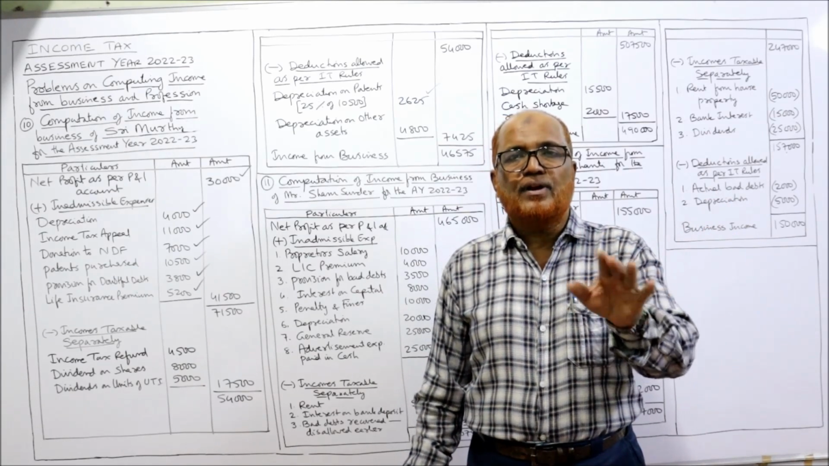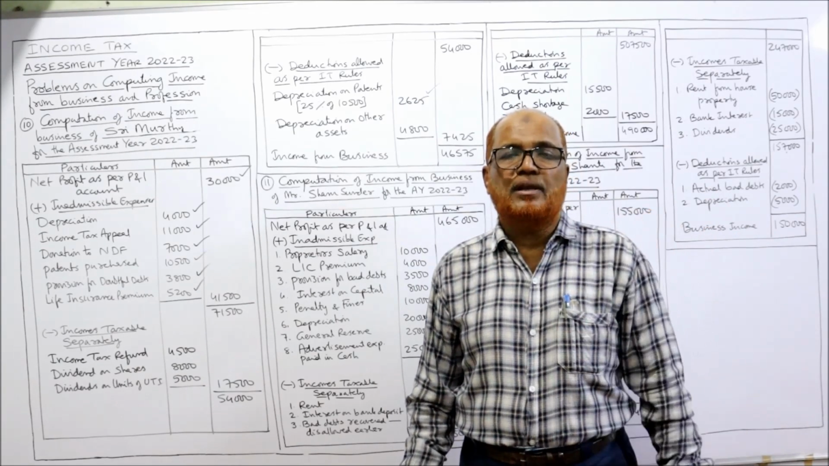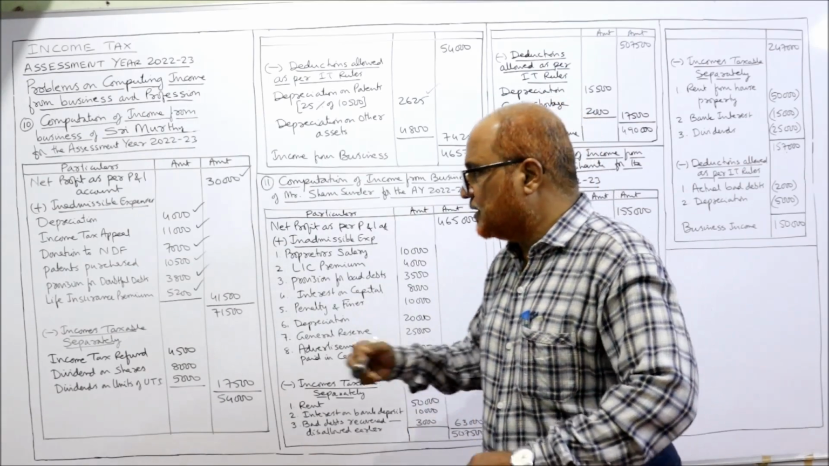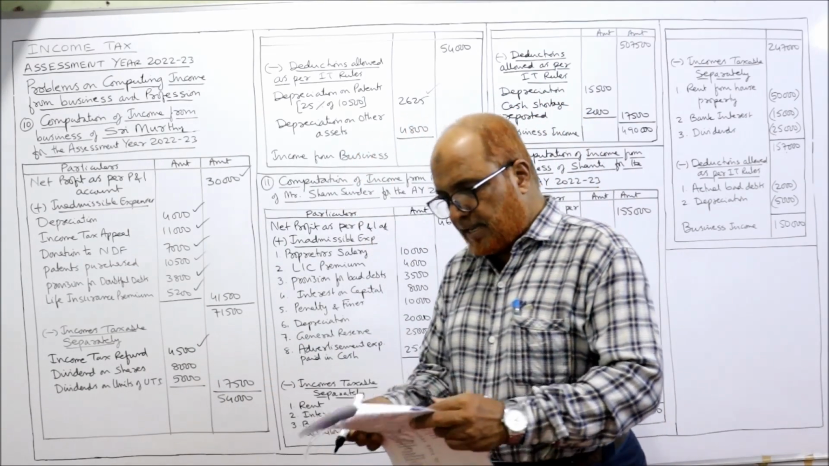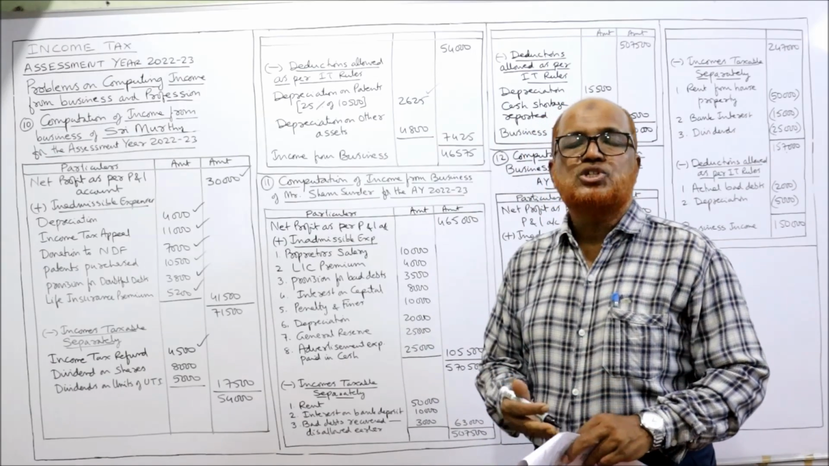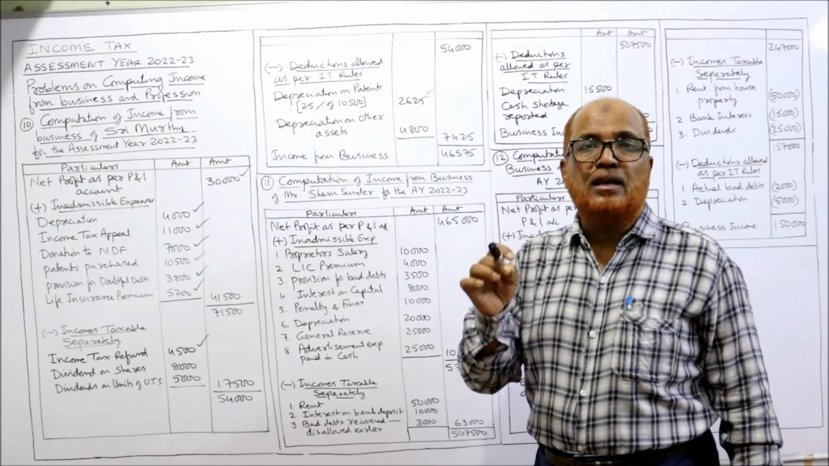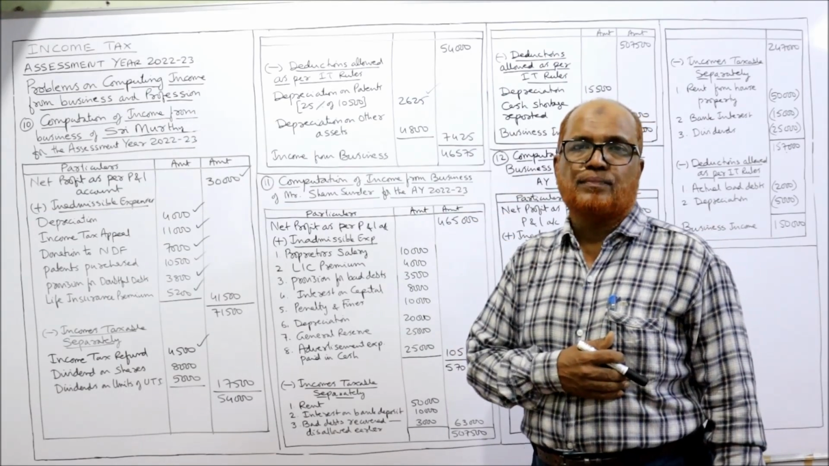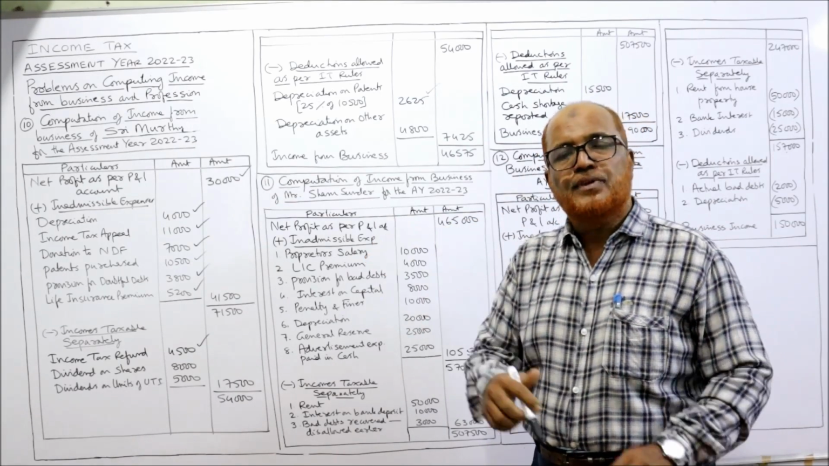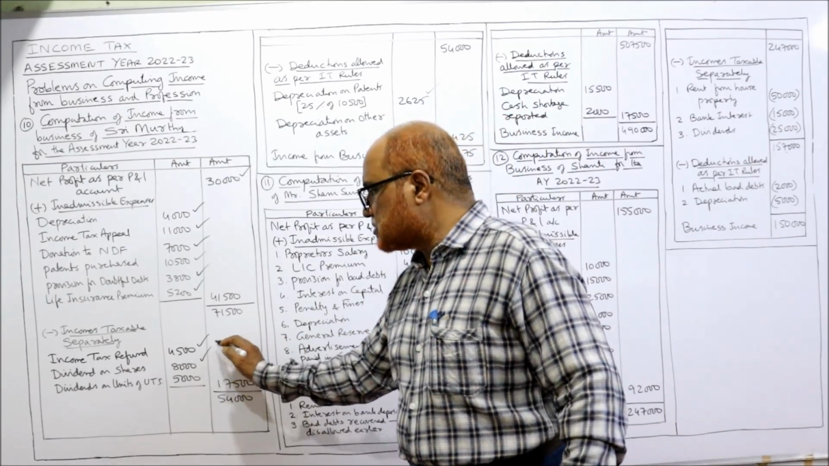So income tax refund is not a taxable income, so we deduct income tax refund. Next comes dividend on shares. The dividend on shares is taxable under income from other sources. It is not a business income, so we are deducting dividend on shares.